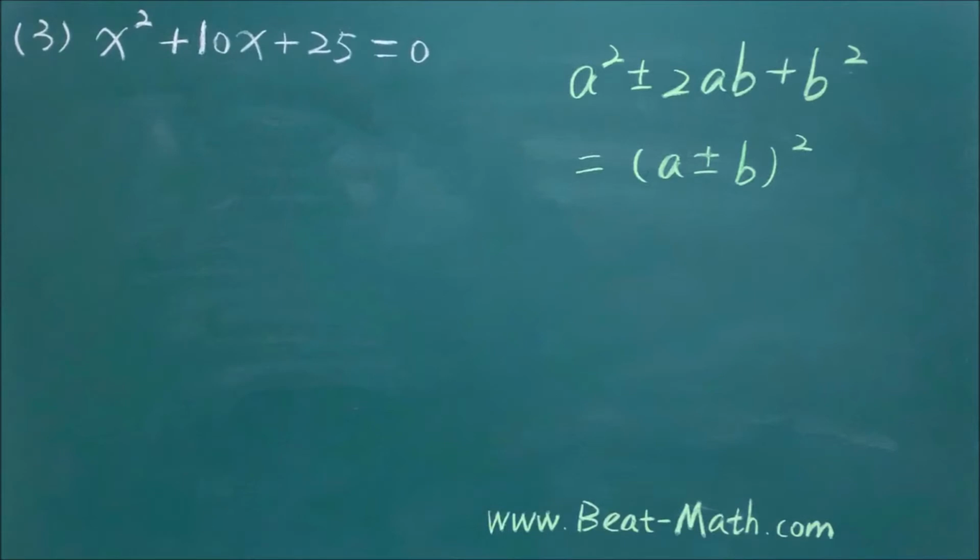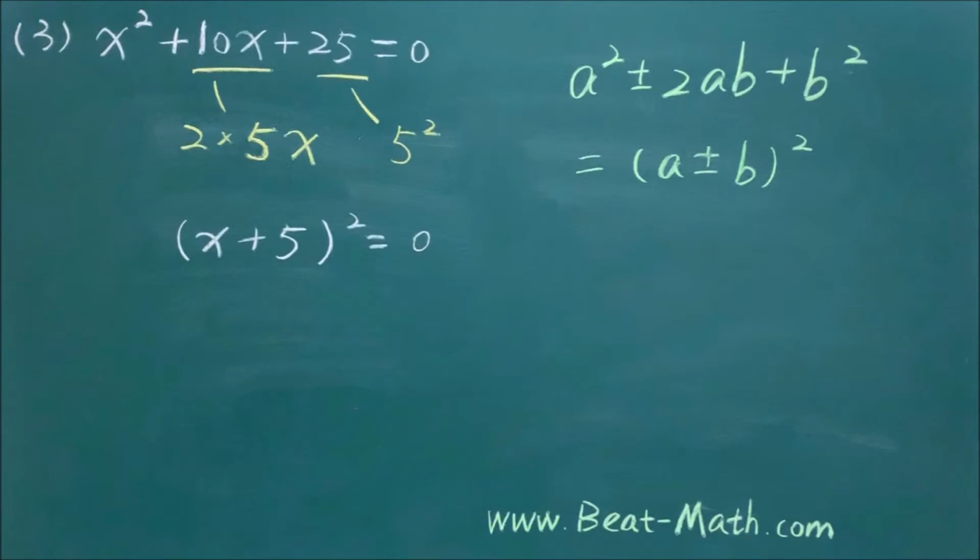x squared plus 10x plus 25 equals 0. Here, 25 is the square of 5, and 10x equals 2 times 5 times x. So the perfect square formula can be used and the equation turns into (x plus 5) squared equals 0. Only when x plus 5 equals 0 will the equation be equal to 0. As a result, we get x equals negative 5. This equation has only one root, which is x equals negative 5.